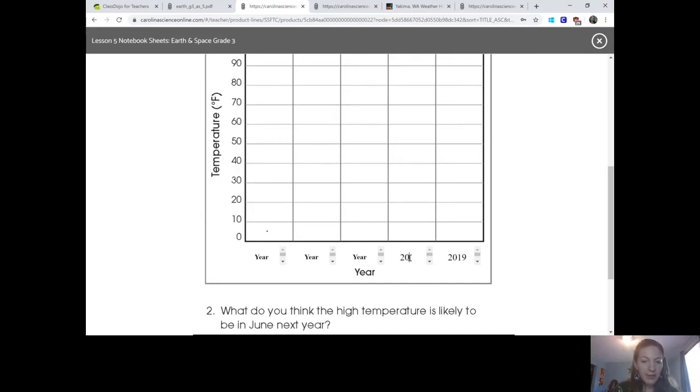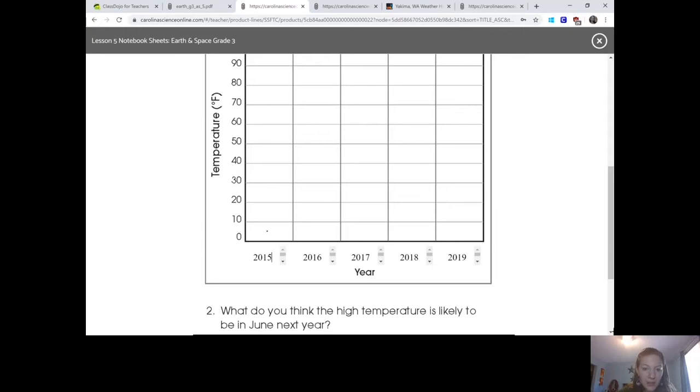Then before that was 2018. Then 2017, 2016, 2015. And again, you guys are working off the paper copies. So here at the bottom, just make sure you write the same numbers that we had on our table graph.